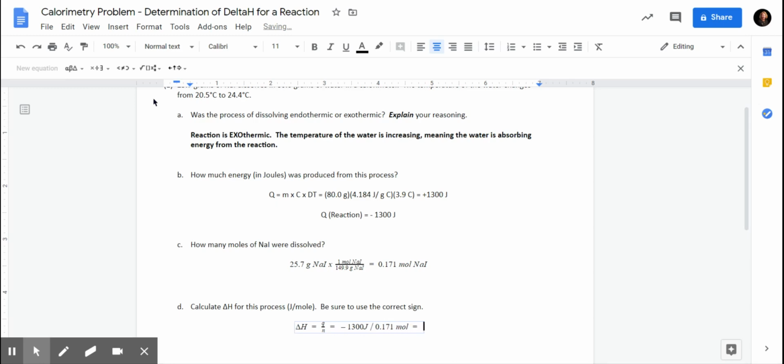We do our calculation and we find that 7,600 joules of energy are going to get transferred for every 1 mole of sodium iodide that we dissolve. That is our delta H.